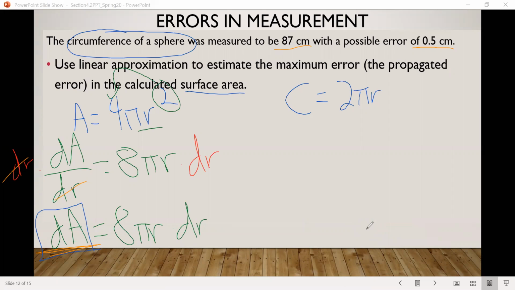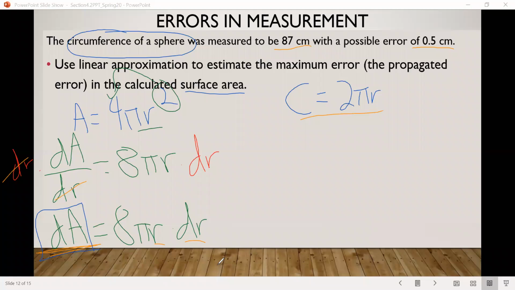Okay, now normally at this point, we could just plug some values in and find out what the dA is. But notice what's the problem with that? Well, we don't have any information about the radius, right? We need a dr and an r, and we don't have any of that information given in the problem. So what are we going to do instead? Well, this is where this circumference formula over here is going to come in handy.